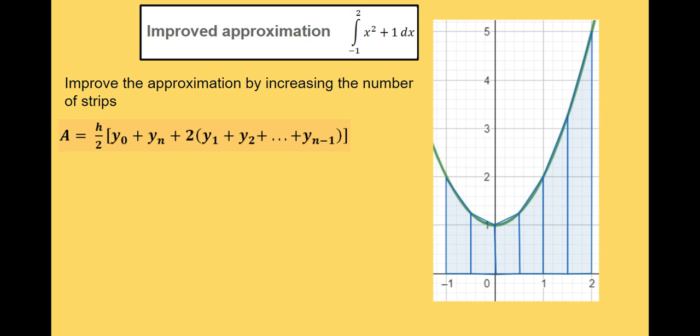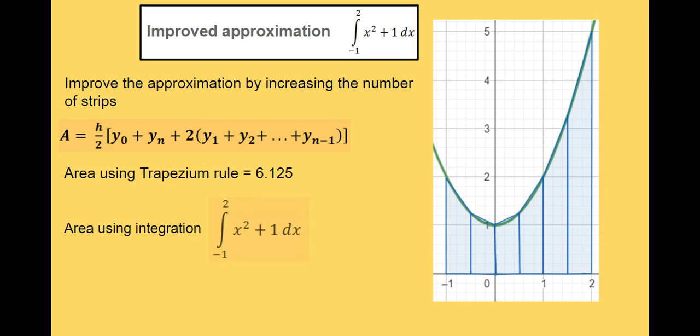We can use our formula. We can work out the y ordinates. Our strip width is 0.5 now, so 0.5 divided by 2 at the start of the formula gives us a quarter. But we can calculate that out, and the area using this rule, there we've got 6 and 1/8. Compare that to the area using integration. We've seen that already. We can work out a relative error much smaller than before.